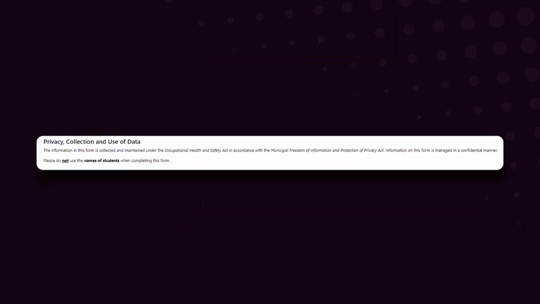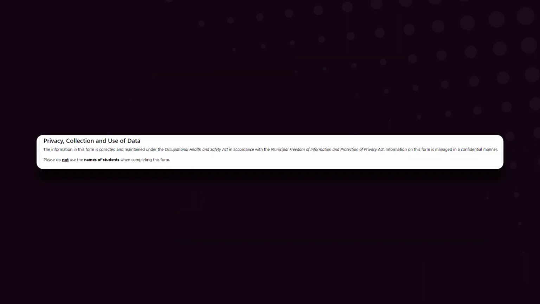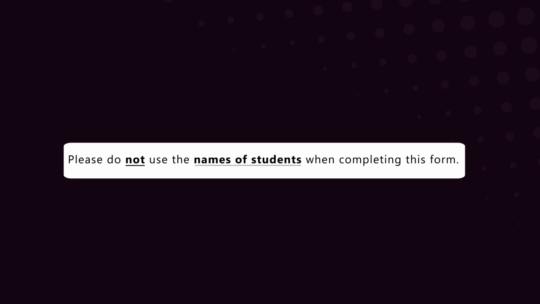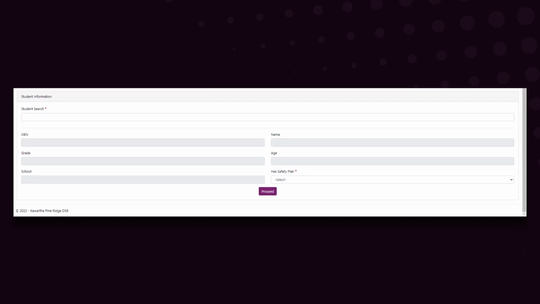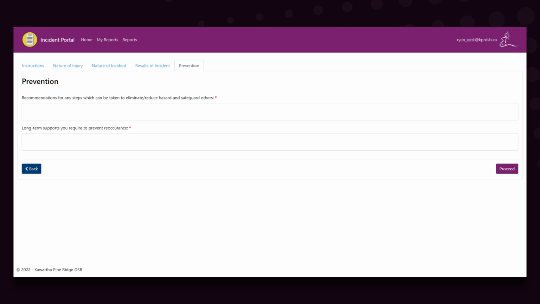For confidentiality reasons, it is important that you do not use the names of students where this has been noted. Please complete all mandatory fields with as much detail as necessary, using only the student's OEN or initials. As mentioned already, there is only one specific section where the student's name can be entered. You will also have the opportunity to provide recommendations for steps that may be taken to eliminate or reduce the risk to yourself or others as a result of this event.